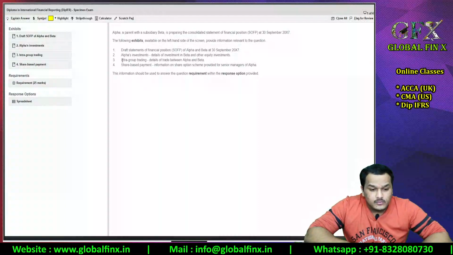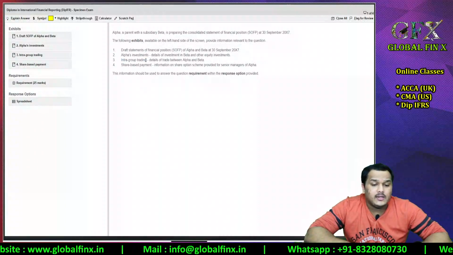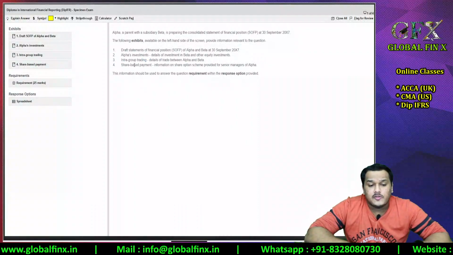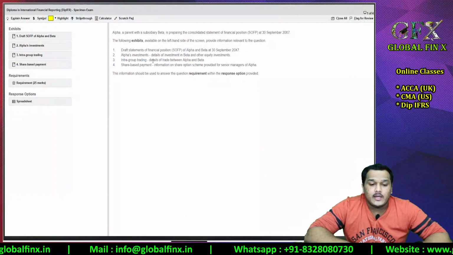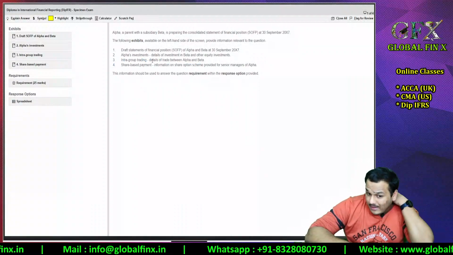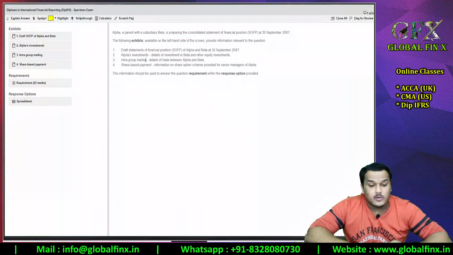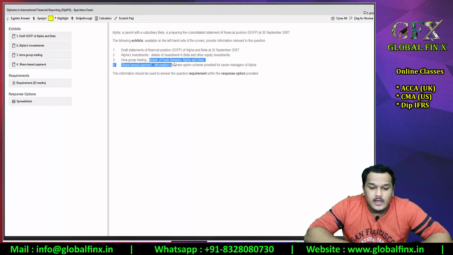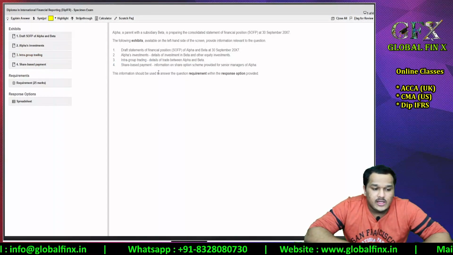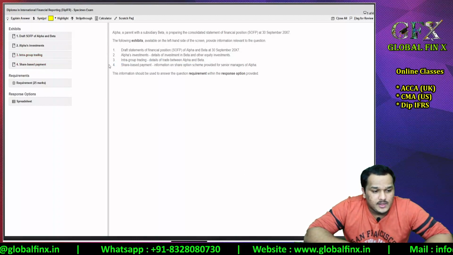Let's see. Then we have intra-group trading. There could be provision for unrealized profit to be created, or there could be intra-group balances to be eliminated in the statement of financial position. Both are possible. So let's see. Details of trade between Alpha and Beta are given in exhibit number 3.